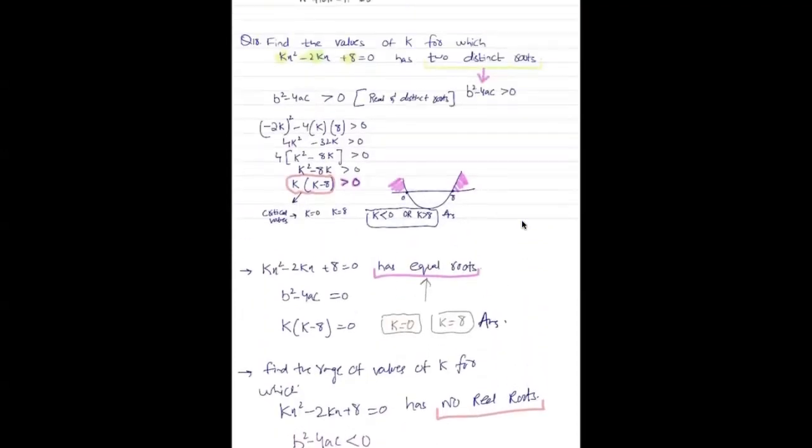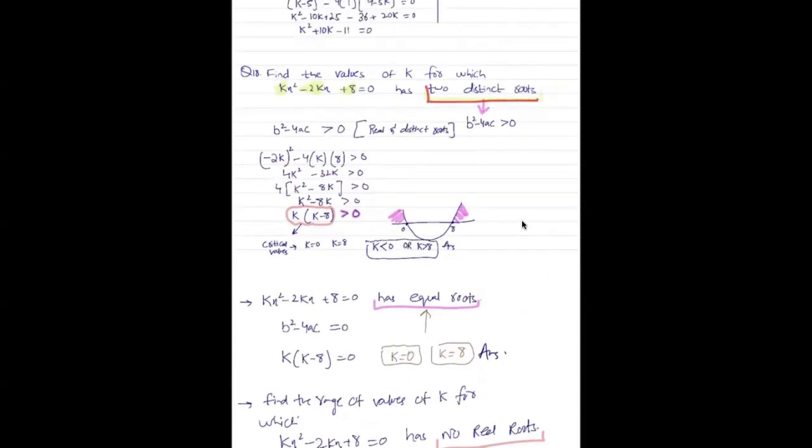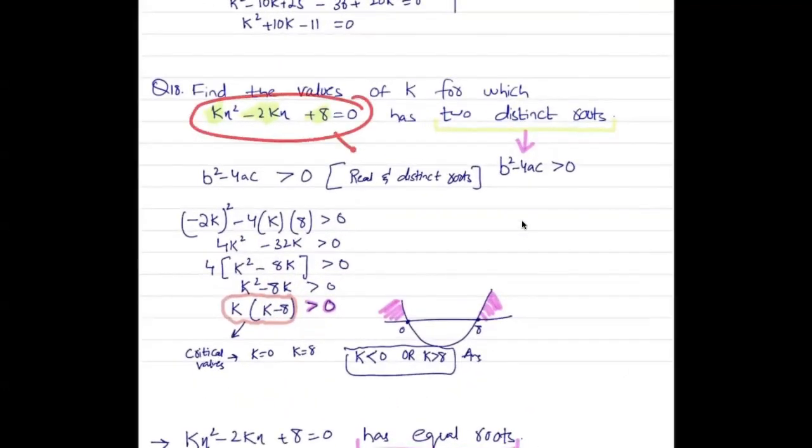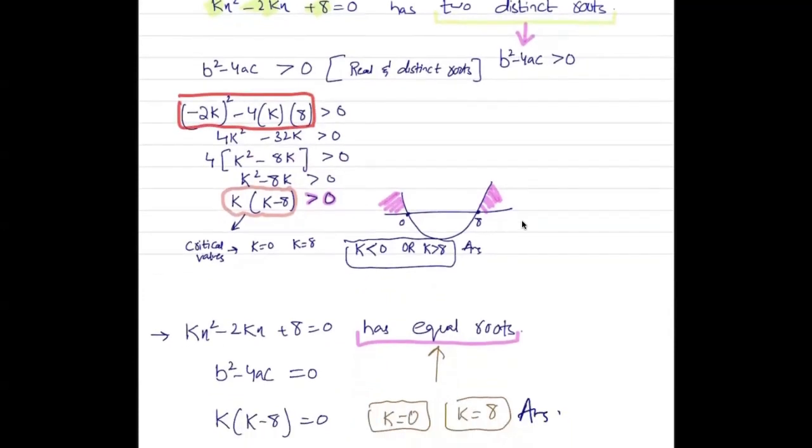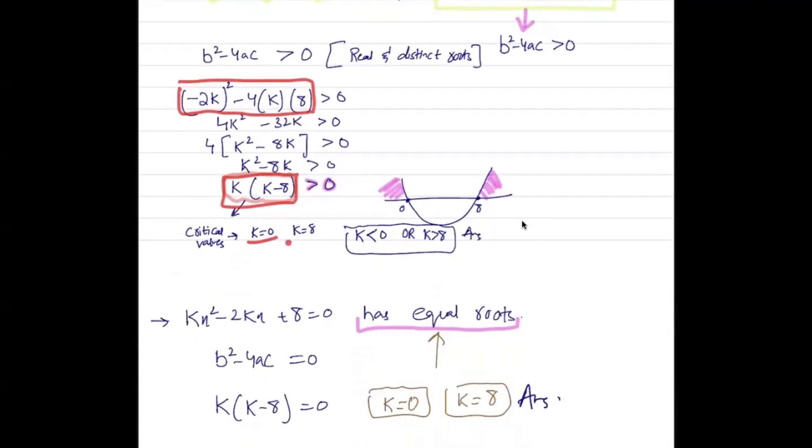So we have done three cases. If you were being asked to find the range of values of K for which this equation will have two distinct roots, that means real and distinct roots, the discriminant is going to be greater than 0. You plug in the discriminant expression and factorize it. You find the critical values, and then based on this sign, you decide which region is the required region. Because it's greater than 0, I want this region above the x-axis. So that's why the range of values of K is going to be less than 0 and greater than 8.